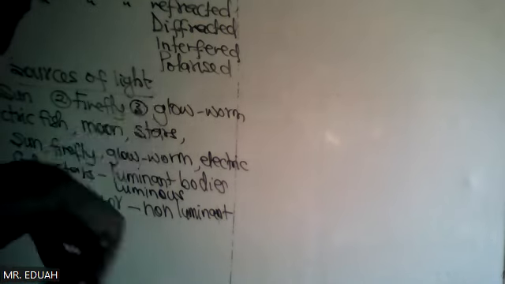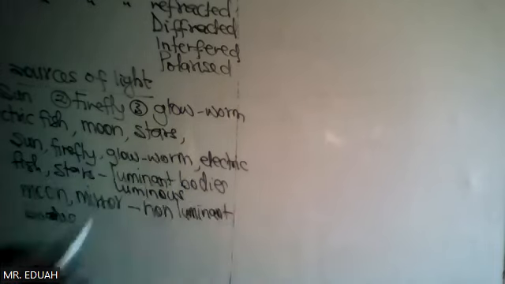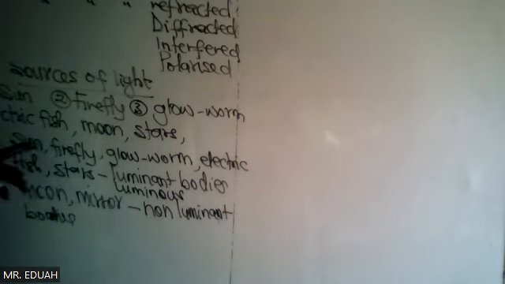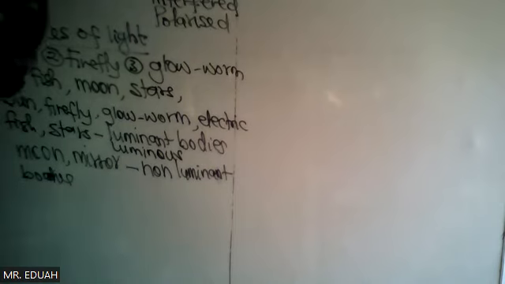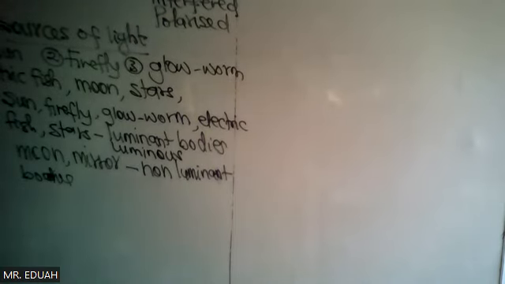If something illuminates the area, it means that the thing is brightening the area. So luminous bodies and non-luminous bodies. Luminous bodies are sources that produce light by themselves, like the sun, glowworm, stars. It doesn't depend on any other source. But the moon reflects light from the sun. Those who have been to the moon say that the surface, the rocks and the sand, is shiny so that it can always reflect the light from the sun.